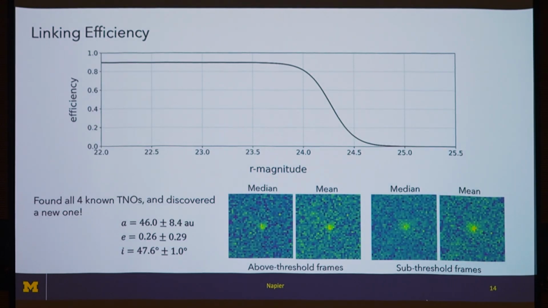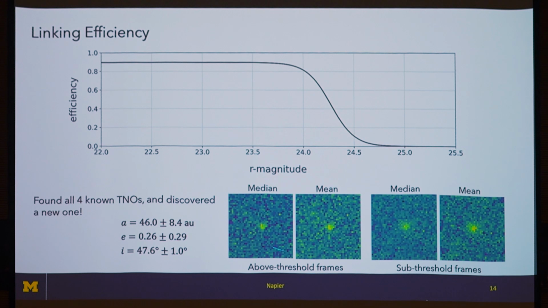So here's our linking efficiency. So this is tracklet-less linking, very sparse, and we max out at about 90%, and our mag 50 is at about 24.2, 24.3. There were 4 known TNOs in this field, and we even discovered a new one. So it has these elements. In the above threshold frames, there were only 6 of them, so it was the fewest that we could have possibly detected, and no 2 images came from the same night. So it was an extremely sparse orbit.